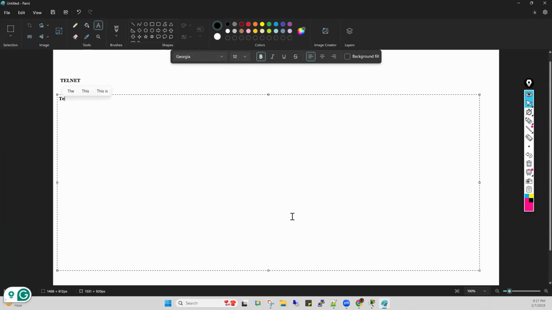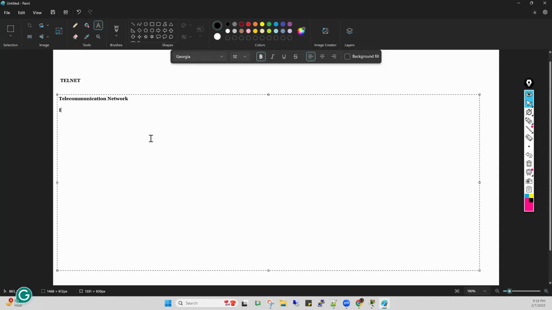Telnet means, guys, telecommunication. Tel means telecommunication and net means network. So this is the full form of Telnet, telecommunication network. Fine. Now, if anyone asks you, what do you mean by Telnet?